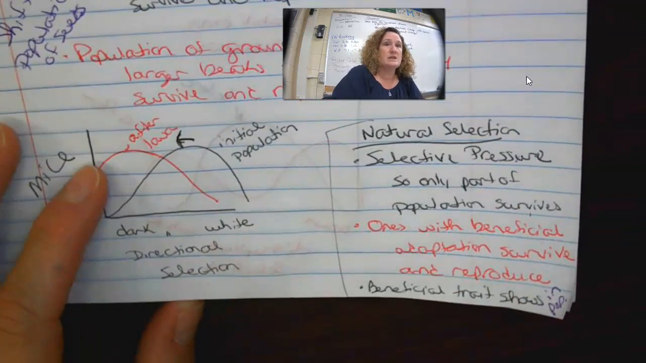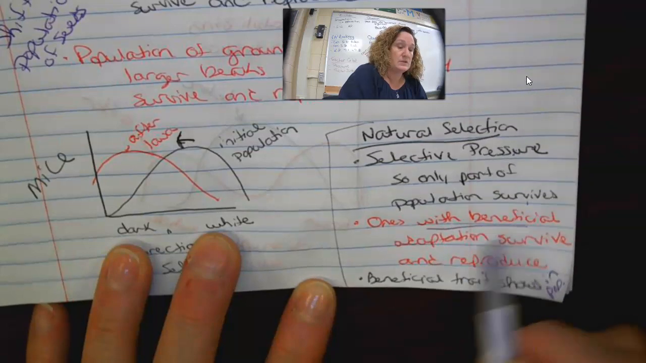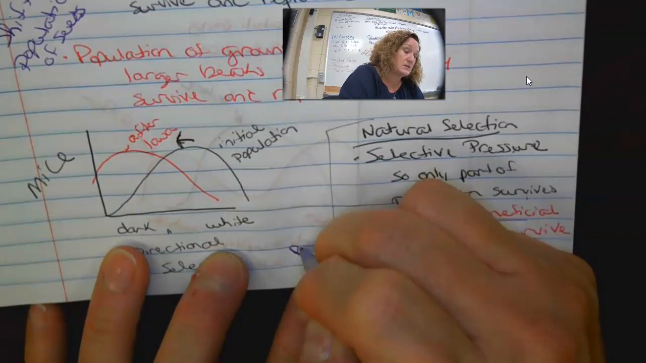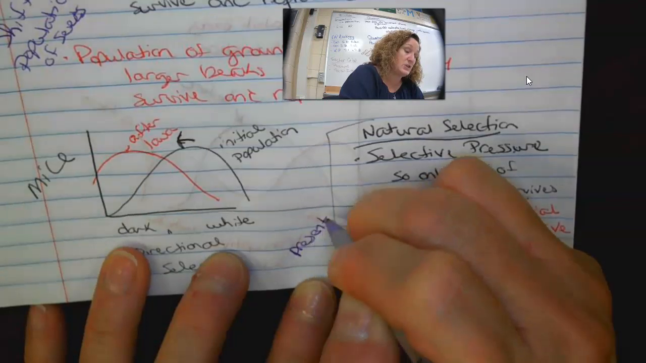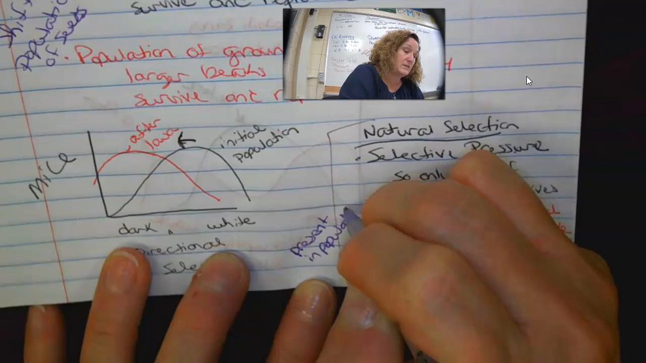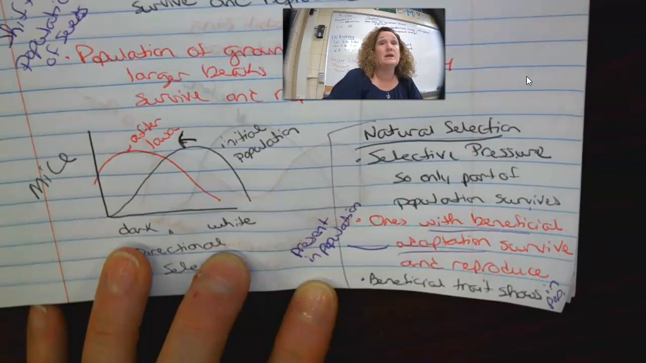Notice that it's the ones with this beneficial adaptation. It has to be present in the population. They don't just get it because they need it. It has to be inherited.